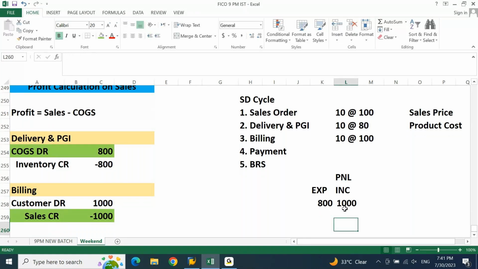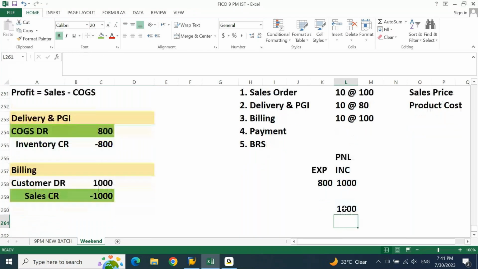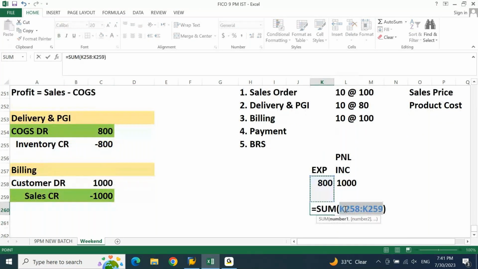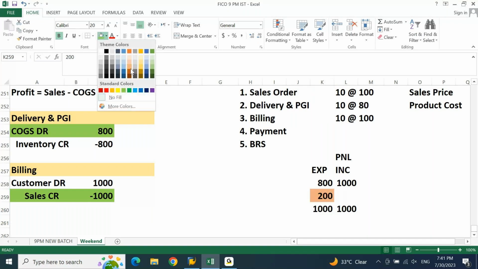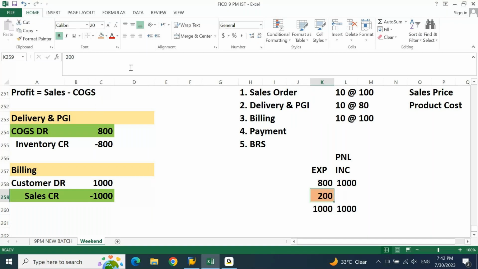Now, if I put 1000 on the credit side, my income is more, my expense is less. If my income is more, I am going to get a profit. So if I put 200 here, my P&L, my accounting is matching at 1000. So this 200, I call it profit. Correct?